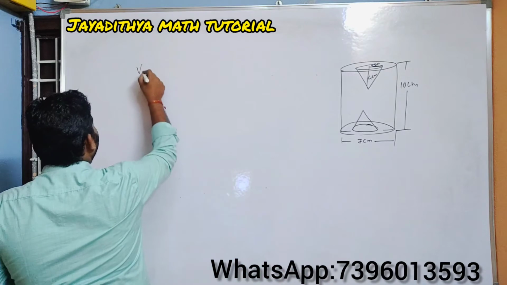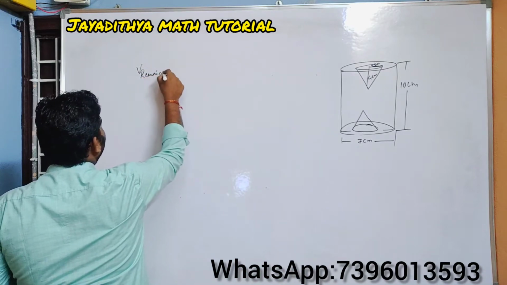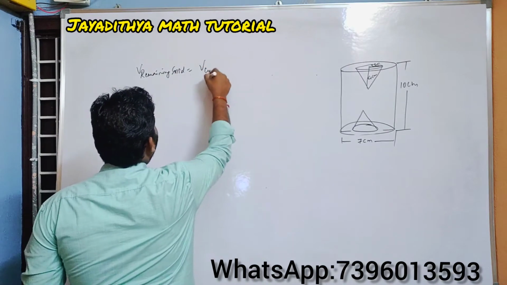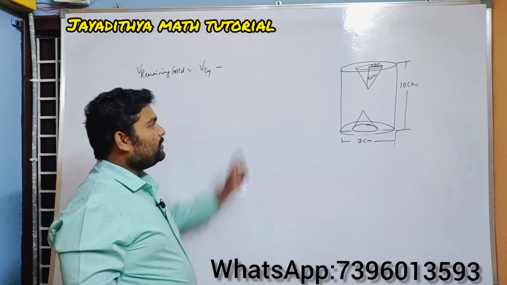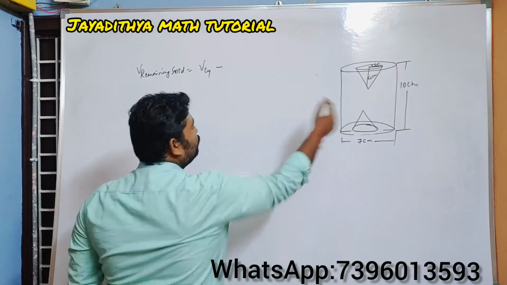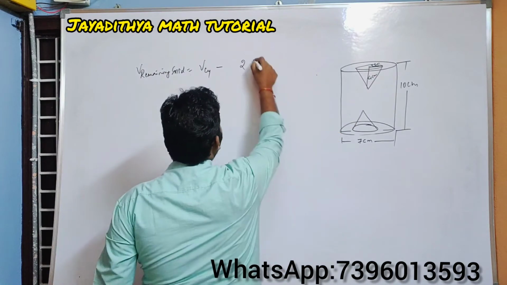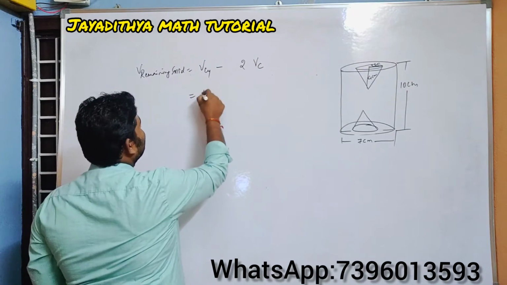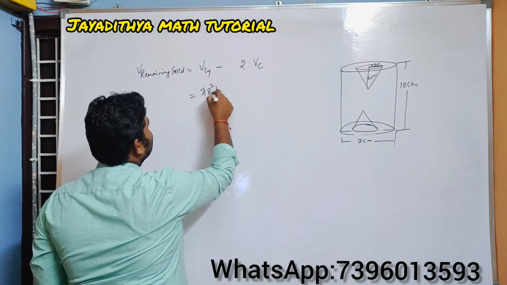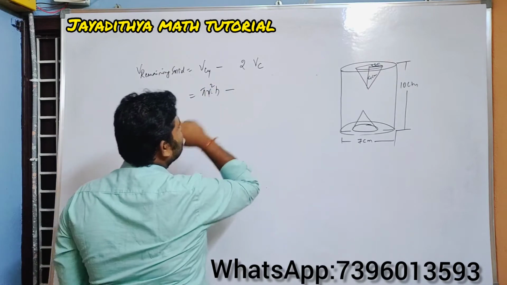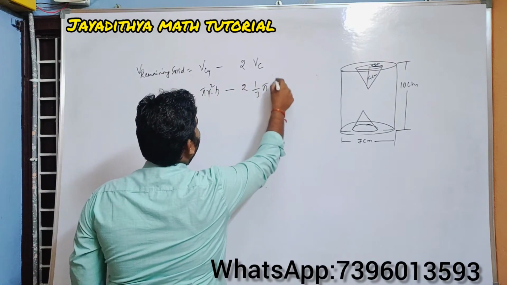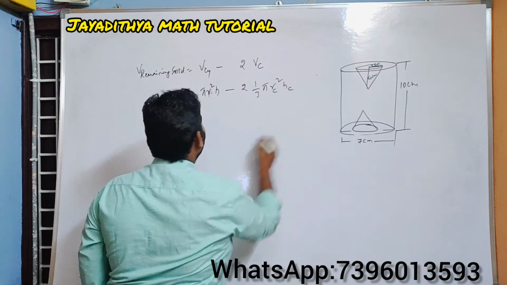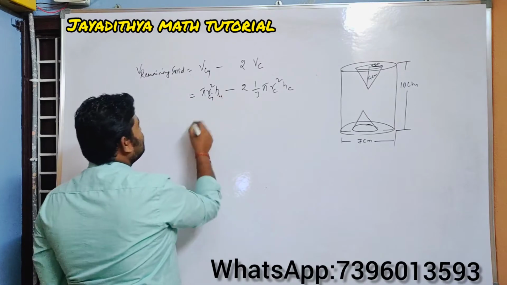Simple. The volume of the remaining solid will be equal to the volume of the cylinder minus, from the cylinder you need to subtract the cones, right? You have 2 cones, both identical, so 2 times the volume of a cone. So what is the volume of the cylinder here? That is pi r square h minus 2 into 1 by 3 pi r square h. But here the heights are different. This is the radius and height of the cone, and this is the radius and height of the cylinder.